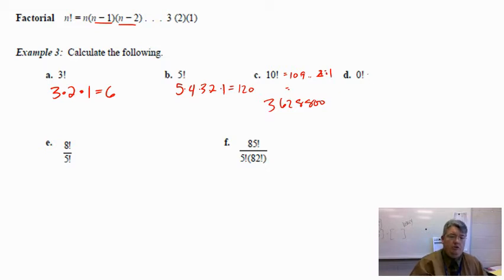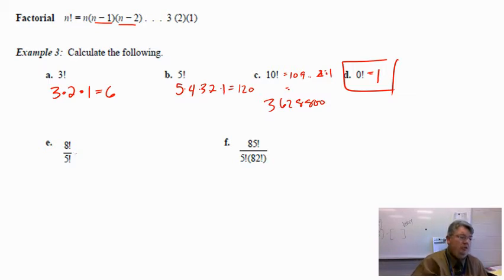Now, 0 factorial is 1, period. If you'd like to know why, ask me in class, or Google it and look it up: why is 0 factorial 1? I'm not going to go into that in this video.